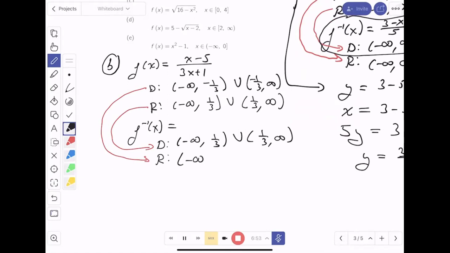And this one's minus infinity to minus 1/3, union minus 1/3, to infinity. I'm going to do the work now.